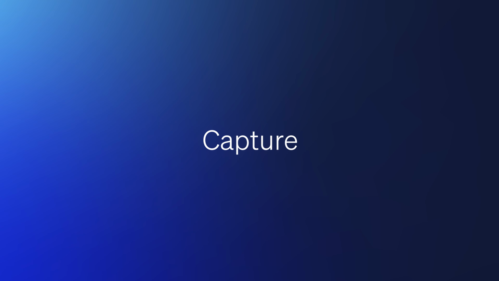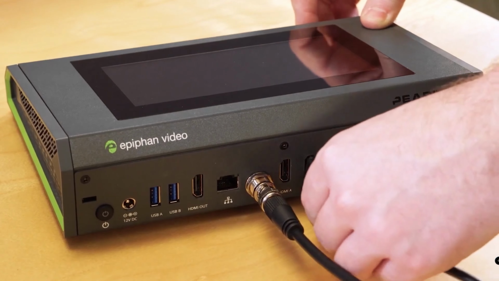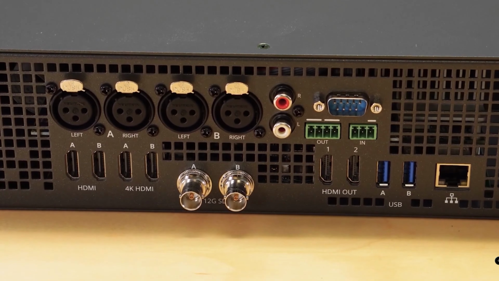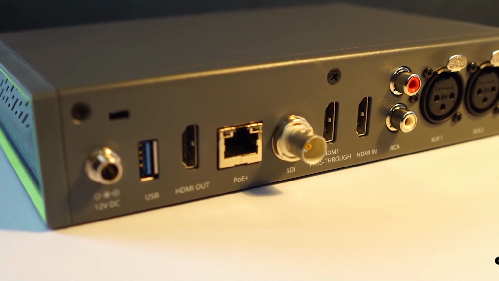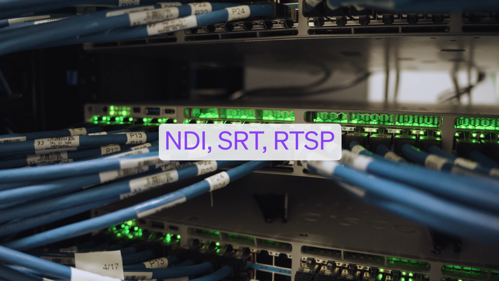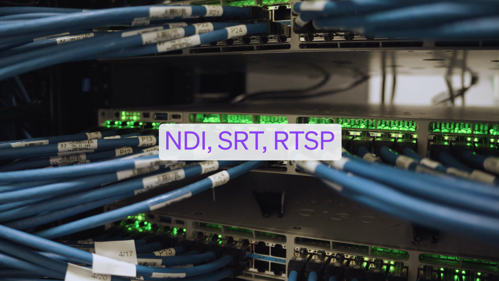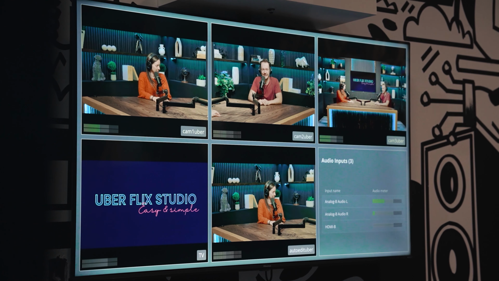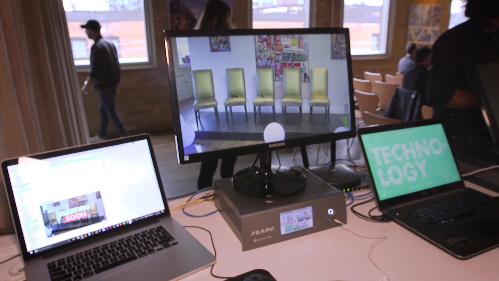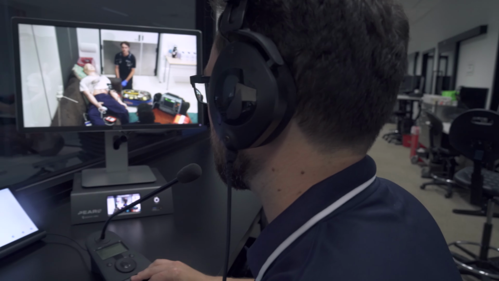Let's start with capture. Inputs for HDMI, SDI, USB, and XLR, plus support for network-based sources like NDI, SRT, and RTSP. Pearls also include HDMI outputs, which can be used for multi-viewers, program feeds, or to output individual sources and channels.